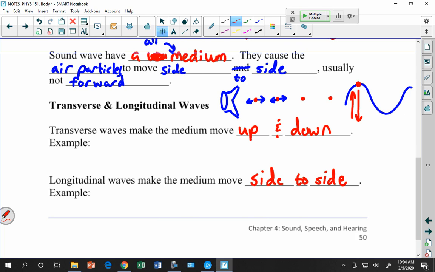Yes. Okay? So next time your friend asks you, do you want to do the wave? You say, well, are we going to do a transverse or longitudinal wave? You got to clarify that, because you might not want to do the longitudinal wave with a bunch of strangers. All right? So longitudinal waves make the medium move side to side. Transverse waves make it move up and down. An example is the wave at a football game.